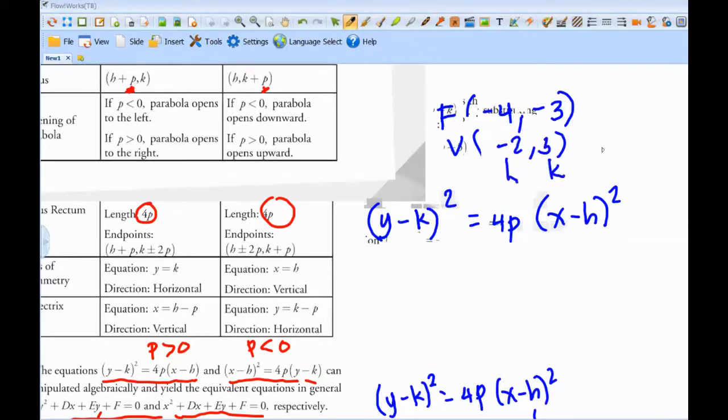So what was the p, sir, that we got? Sir, sa focus po, it's negative 4, tapos 3 po. Okay, yeah.